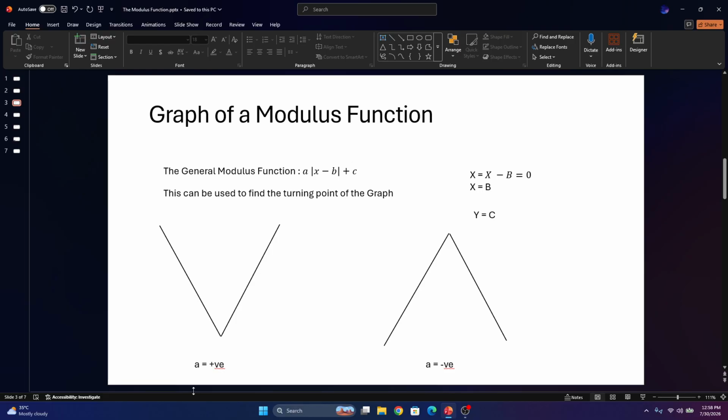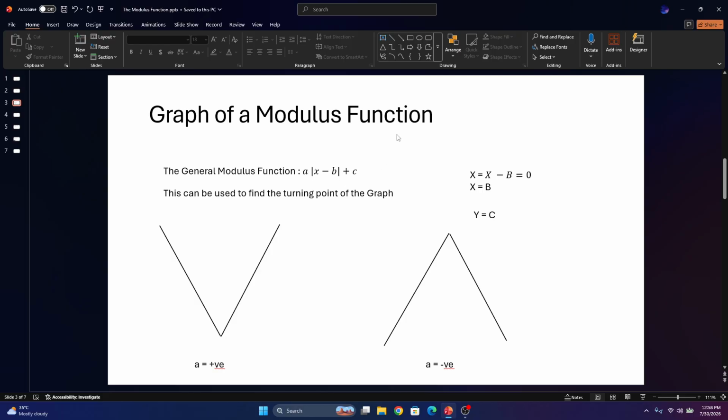If a is positive, then it's going to be an upright V, and if a is negative right here, then it's going to be an upside down V. And if a is just 1, then there's going to be nothing right here during the question, and we can assume that a is 1, so it's going to be an upright V. However, if there's a negative sign here or a -1, then a is obviously negative, so it's going to be an upside down V.